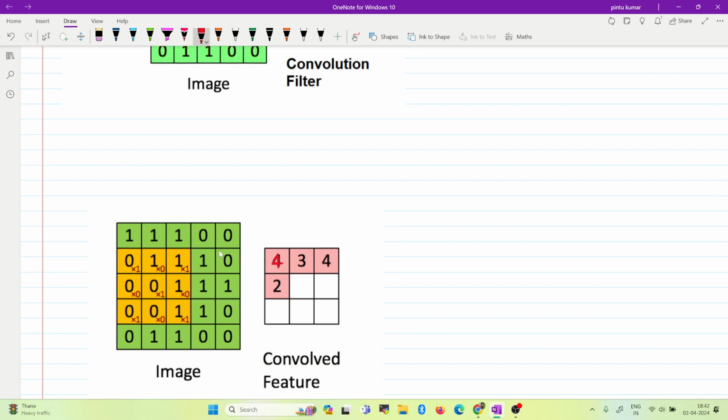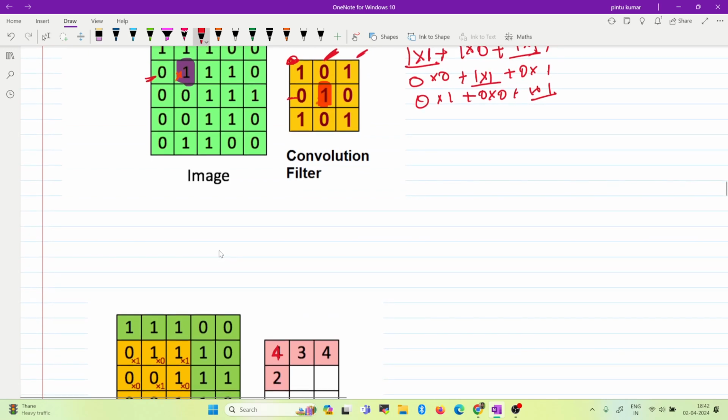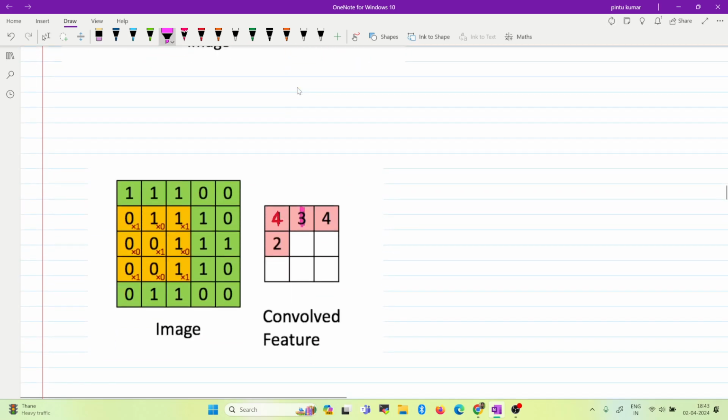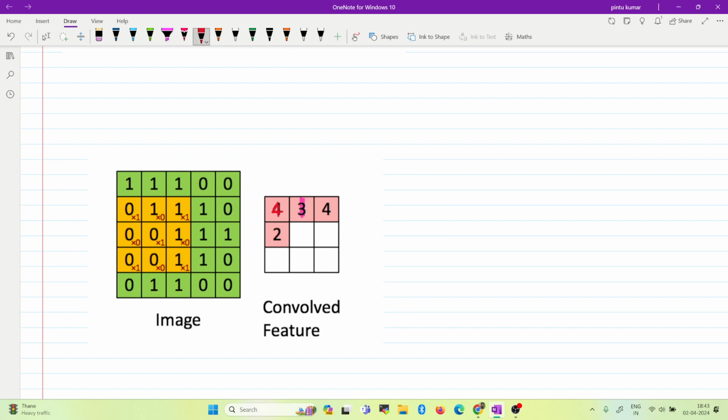Then what we will do is slide our window, or slide our filter, and from here we will move to this point. And then again do the same operation on this particular thing, obtain the value and write it over here. Again we will slide our window, and sliding the same way we will obtain the convolved feature. This is the core idea behind CNN.